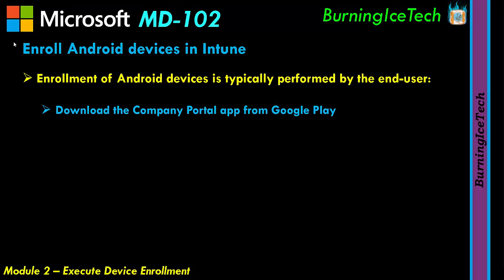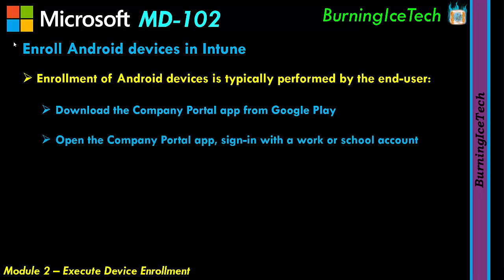And once they've got that app, open the Company Portal app, sign in with a work or school account, and then lastly, guys, the user just needs to follow the on-screen instructions. As simple as that. It's actually very, very easy and very, very user-friendly. Apple is very much the same concept. It's just as easy and just as user-friendly. A couple of different steps, but just as easy.